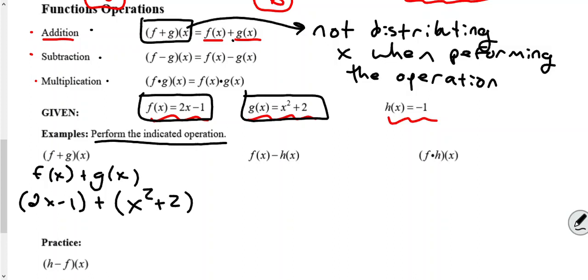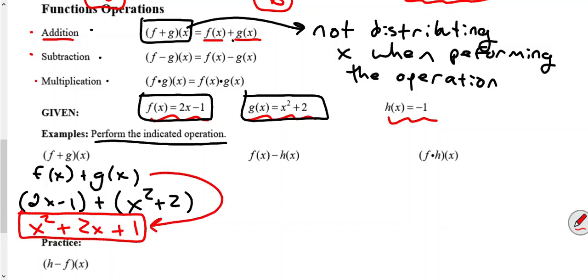So what does decreasing degree mean? Well, it means take the term with the highest degree, that's x squared. Then take the next degree, 2x, and then our constant, negative 1 plus 2 is positive 1. So f plus g of x, or f of x plus g of x, equals x squared plus 2x plus 1. We combined the functions, we simplified, we wrote it in decreasing degree.